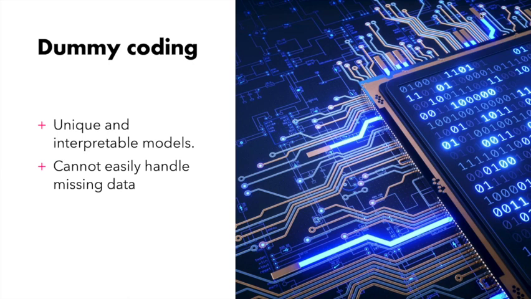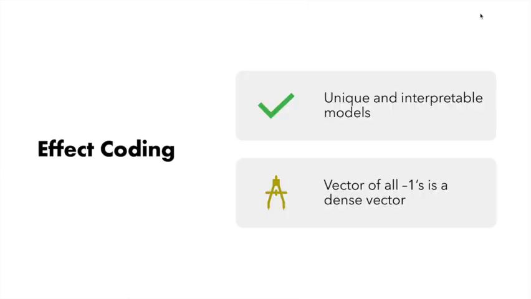But there is a downside to dummy coding as well: it cannot easily handle missing data, since the all 0 vector is already mapped to the reference category. It also encodes the effect of each category relative to the reference category, which may look a bit strange. And effect coding, similar to dummy coding, is not redundant, and it ends in unique and interpretable models.